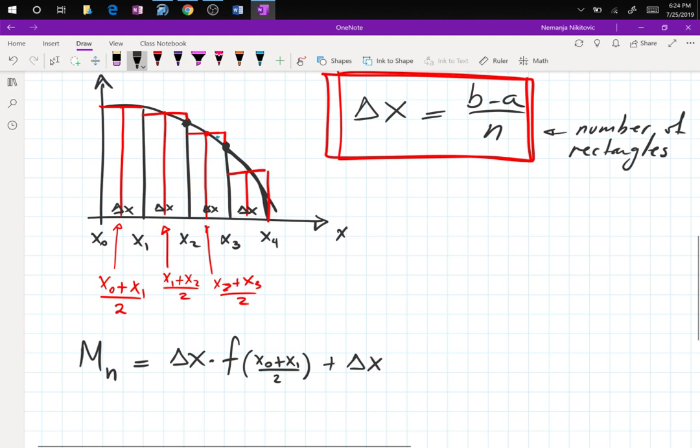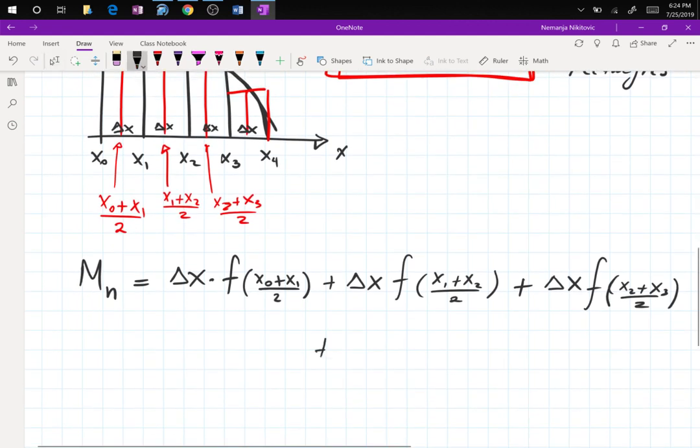Next rectangle, same story. Delta x, f of (x1 + x2)/2, plus delta x, f of (x2 + x3)/2, plus delta x, last one, f calculated at (x3 + x4)/2. So what I did is I calculated midpoints for each one of these intervals. So I calculated each red x location in between the pairs of black locations over there.